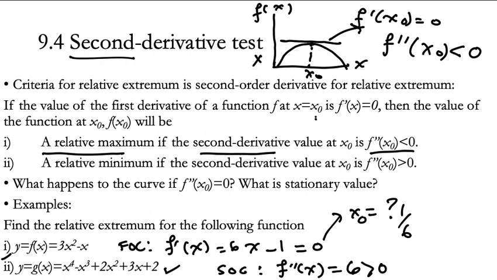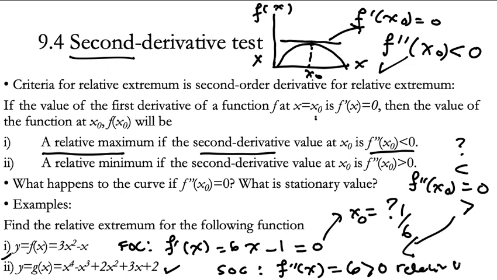From here, what we can see is that f double prime x naught can be equal to 0, less than 0 or greater than 0. What happens if it is less? This happens. What happens if it is more? This happens, isn't it? A relative maximum exists. But what happens if it is equal to 0? Like I said just now, you may have heard the term inflection point.